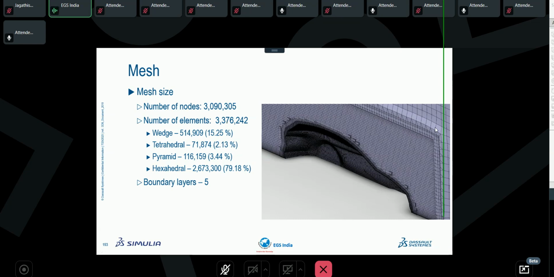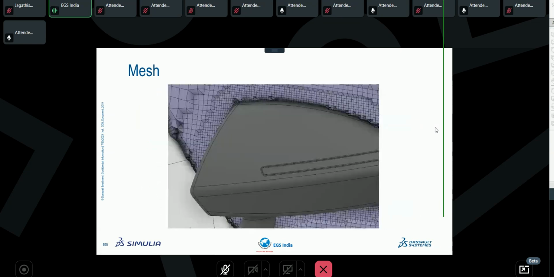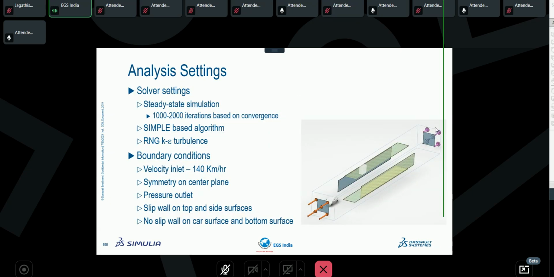Right. So here the boundary layers that we have considered is about 5. Here is the mesh distribution along with the entire setup, and what we have set up is 1000 to 2000 iteration-based convergence along with the RNG K-epsilon turbulence model. This is the classical turbulence model that we have discussed. Here I have used K-epsilon since it is an external flow analysis. So these are some of the boundary conditions that I gave.